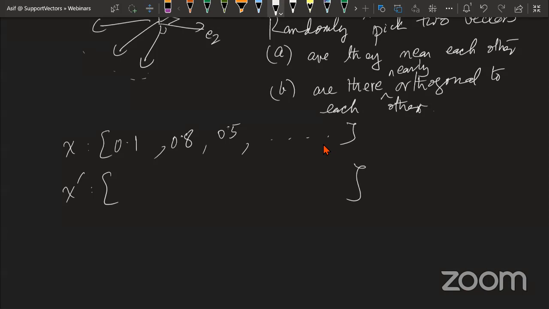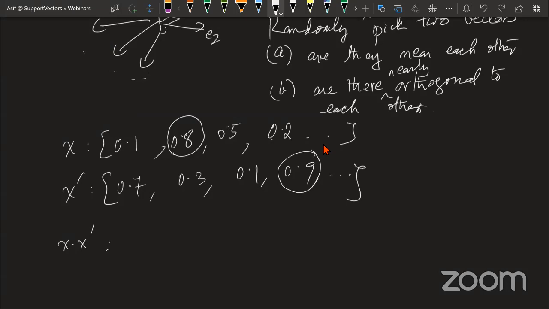Now, pick another number. Suppose this comes out to be 0.7, 0.3, 0.1, 0. Suppose here it was 0.2, 0.9, and so forth. If you look at the dot product of these two, x dot x prime, and obviously normalize it and all of that, you will realize that the biggest component seems to be here for x1, and the biggest component of this seems to be here. Right? The big components are far apart. Of these two, they're very unlikely to align.